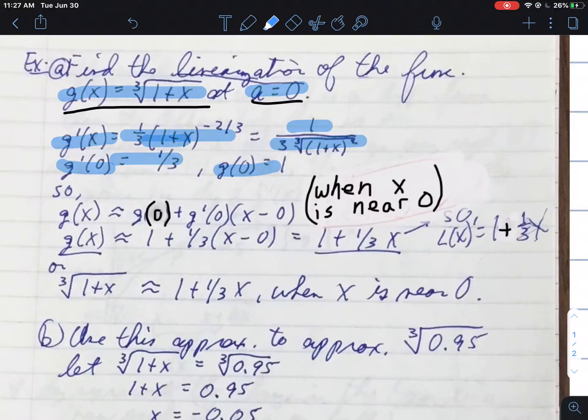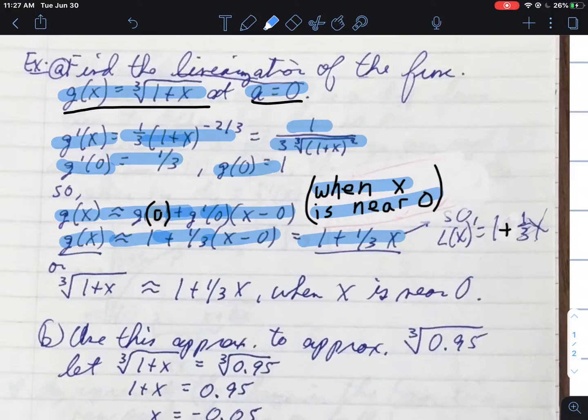And then we're plugging it into our formula. So g of x can be approximated by g of a plus g prime of a times x minus a. So in this case, where a equals 0. Now again, this is an approximation for the function when x is near 0, because that's our a value. So I get g of x equals g of 0, which was 1, g prime of 0, we found that to be 1/3, and then x minus 0, or simply 1 plus 1/3 x.